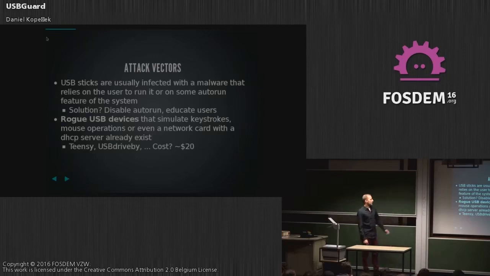That's what I call rogue USB devices. These are devices, such as USB thumb drives or something that you wouldn't expect, that will execute some mouse movements or keystrokes on your computer. But the USB protocol actually allows that. It allows one device to act as multiple devices at once. And actually, you can buy these devices from eBay for $20. They're called Teensy USB Drive-by, and there are other small devices available.